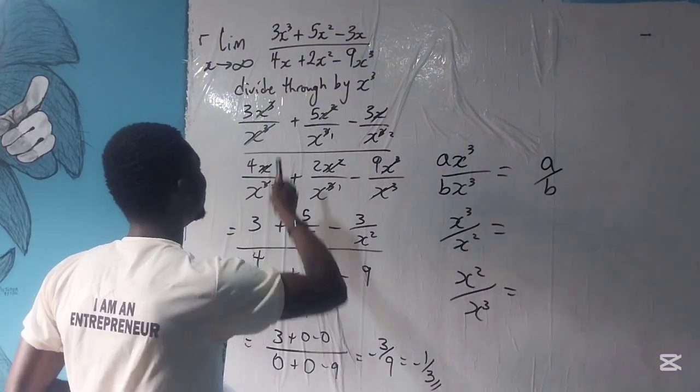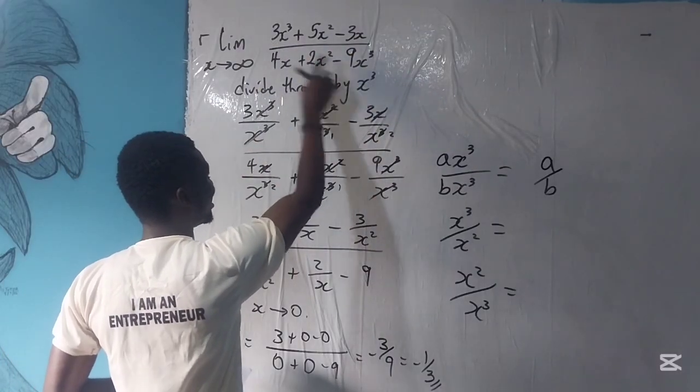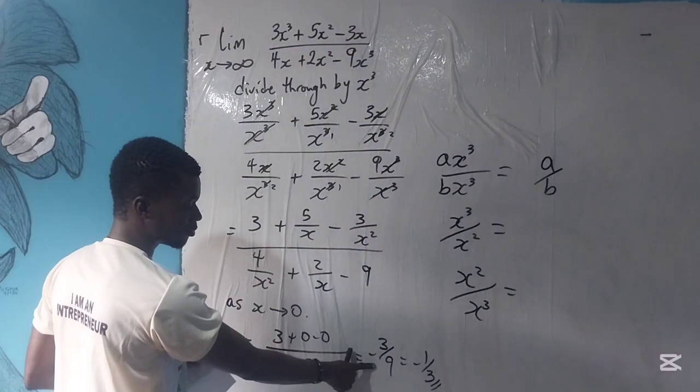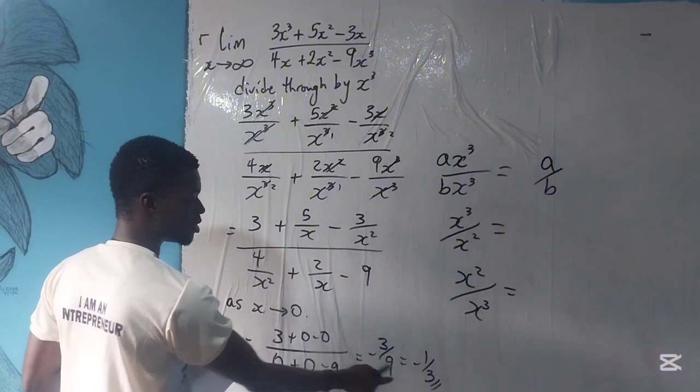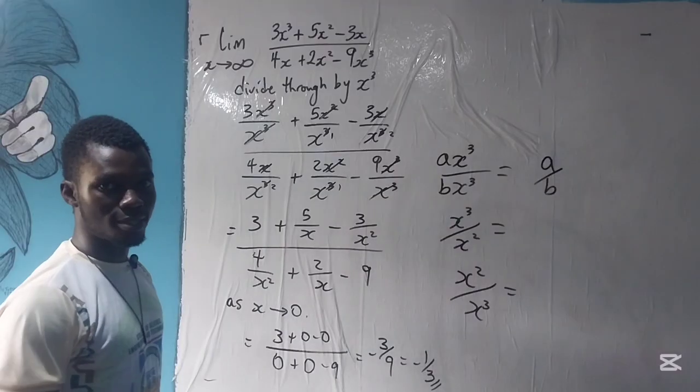Now let's look at the question. The highest power of x cubed here is 3. The highest power of x cubed here is minus 9. That's 3 over minus 9. Do you see that? That's minus 3 over 9, which is minus 1 over 3. So without even solving, you can solve limits to infinity.